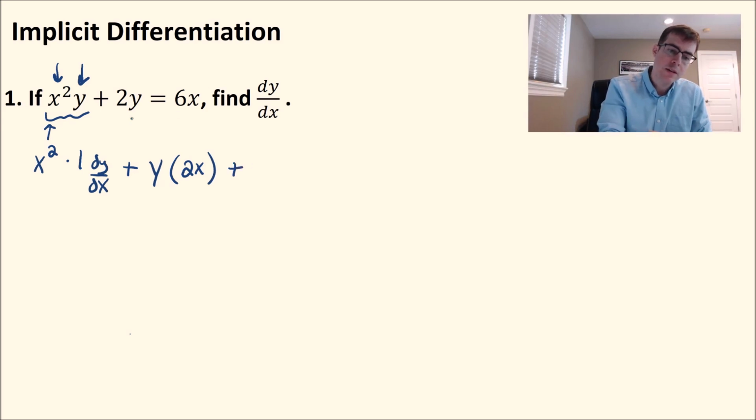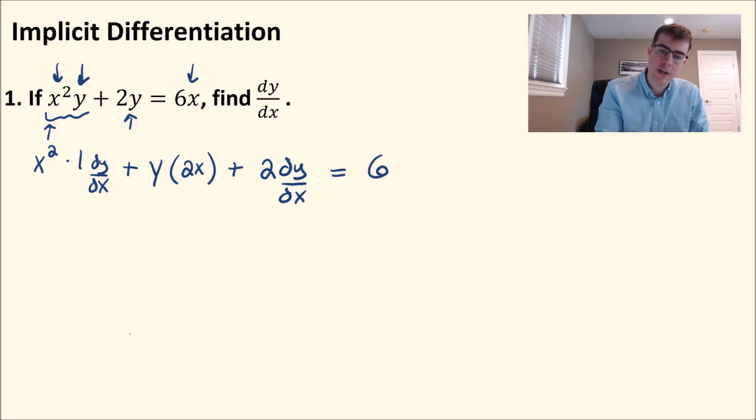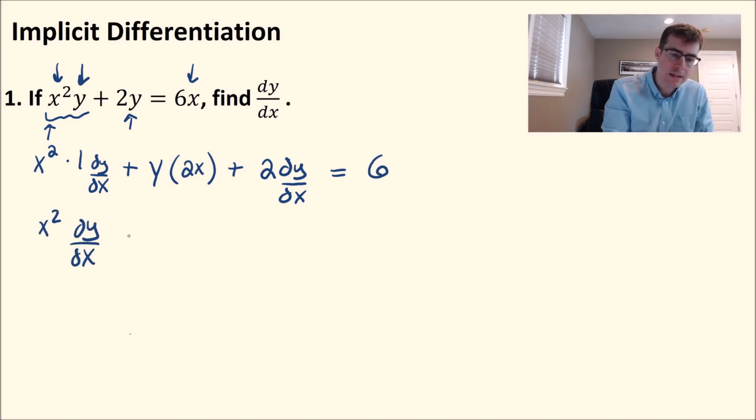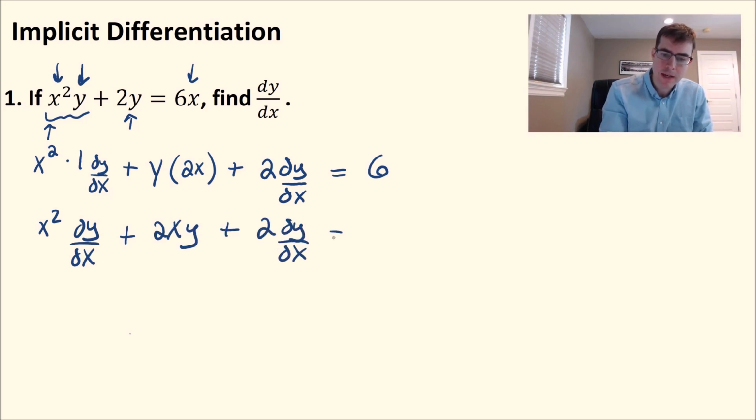Okay, plus the derivative of 2y now. So the derivative of 2y is just 2, but since it had a y involved with it, we have to attach dy dx. Equals the derivative of 6x, which is just 6. Okay, so now let's go ahead and rewrite this. This is x squared dy dx plus 2xy plus 2 dy dx equals 6.